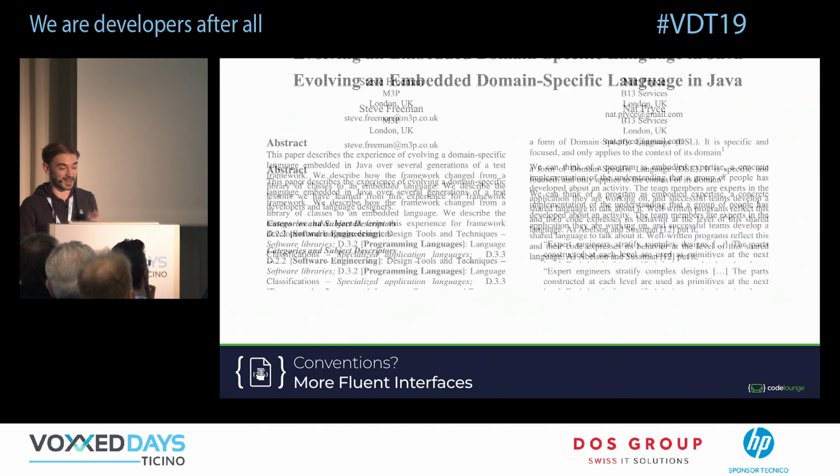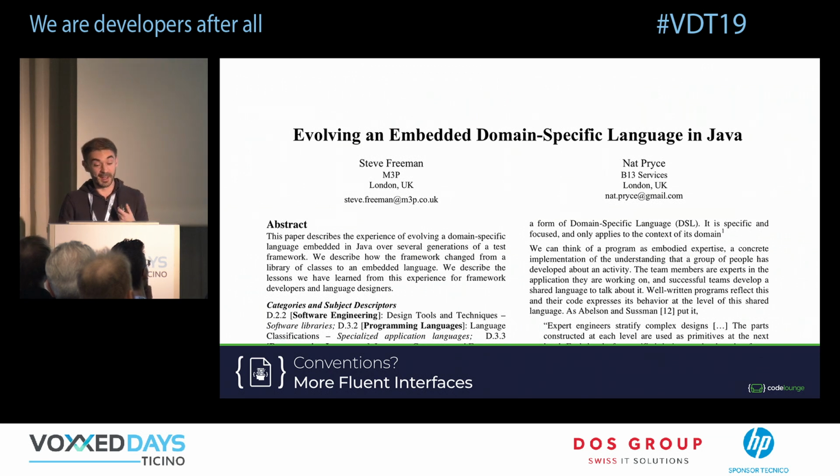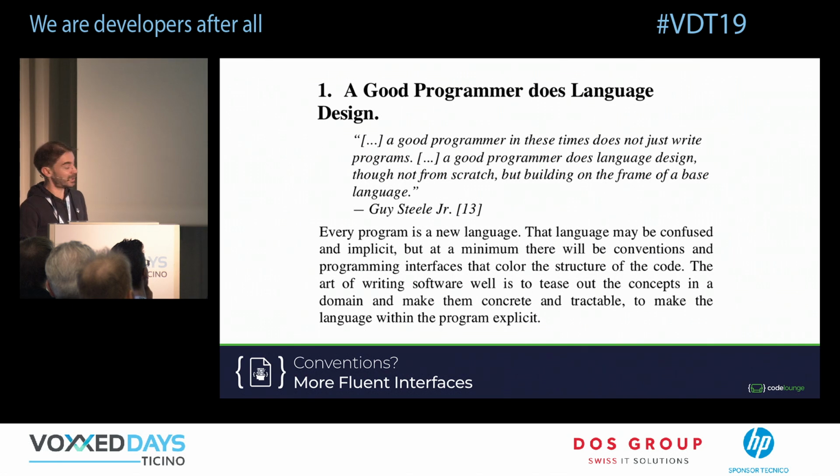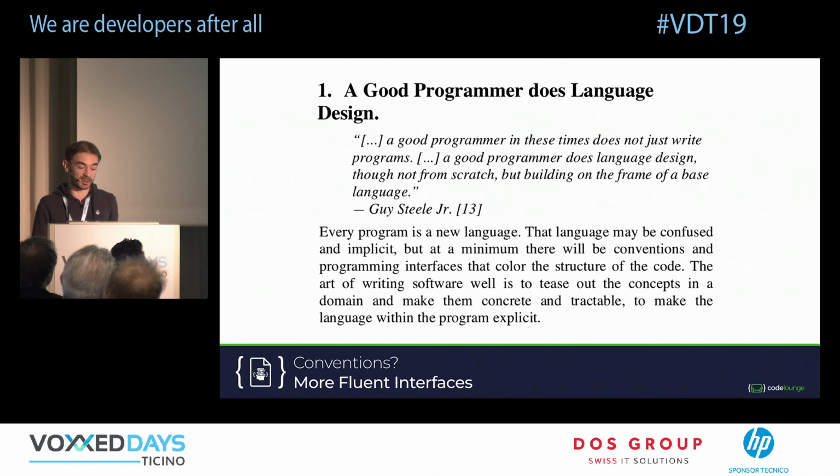There's a beautiful paper called Evolving an Embedded Domain-Specific Language in Java. It's from the mid-2000s and from the creators of JMock, and they describe the evolution and the construction of this. I want to read a quote because it's appropriate for DSLs, but also for how you program, even if you don't realize it. A good programmer in this time does not just write programs. They do language design, not from scratch, but building on the frame of a base language. It could be a general-purpose language, or some DSL you're using.